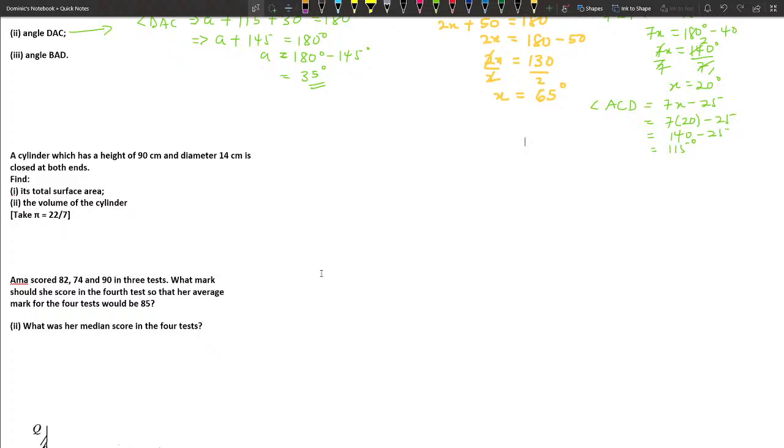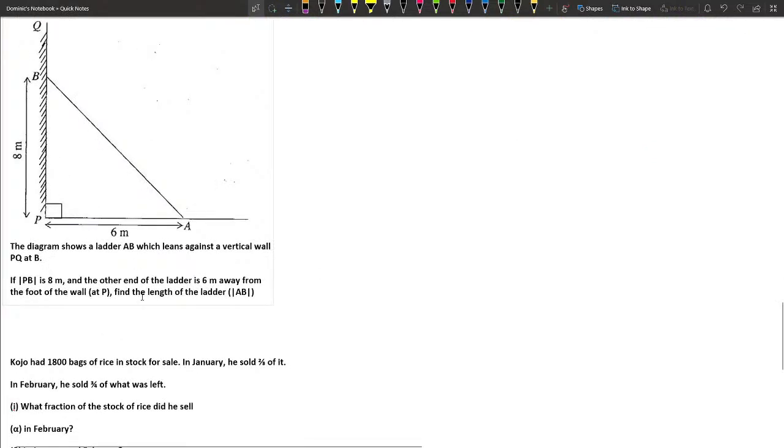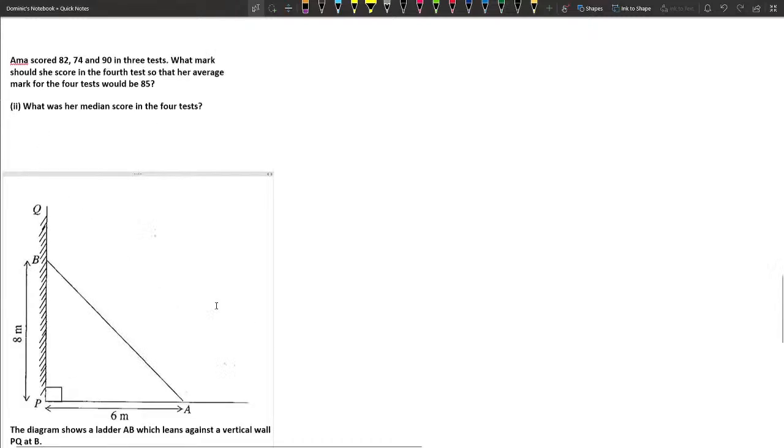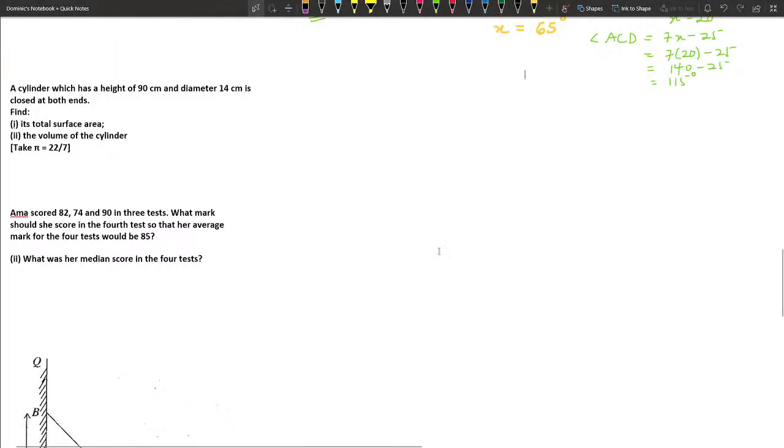We are going to find the total surface area of the cylinder, and then we would continue to the main question, which is down here. Then we'll look at the diagram here, and then we'll look at this, and then we'll call it a day. So let me just quickly do the cylinder question.